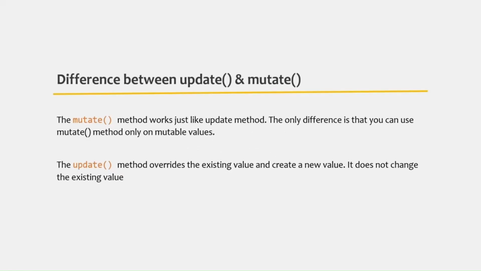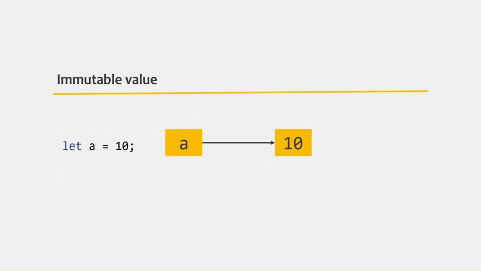So mutate method works just like update method. The only difference is that you can use mutate method only on mutable values. For example, value types like number, string, boolean, etc. are not mutable. Let's say we are creating a variable a and to that we are assigning a numeric value 10. So an identifier called a will be created and somewhere in the memory this value 10 will be stored and that identifier will point to that value 10.